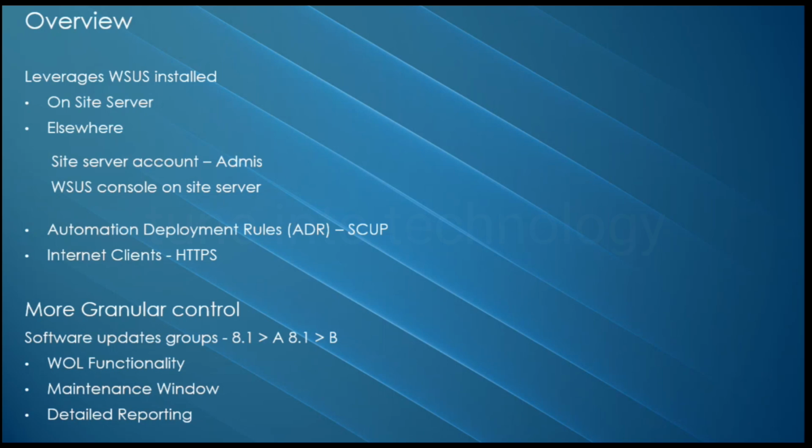Now, the automatic deployment rule is an automated process for deploying software updates by using the software update catalog. SCUP is nothing but System Center Updates Publisher, or you can say software update catalog.